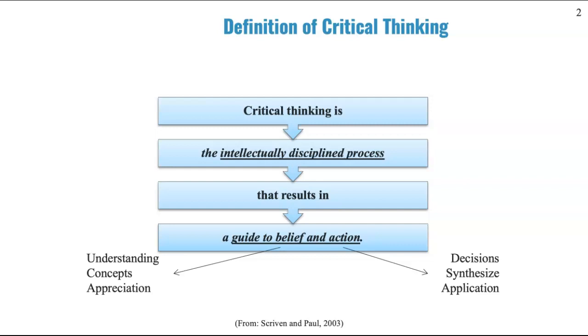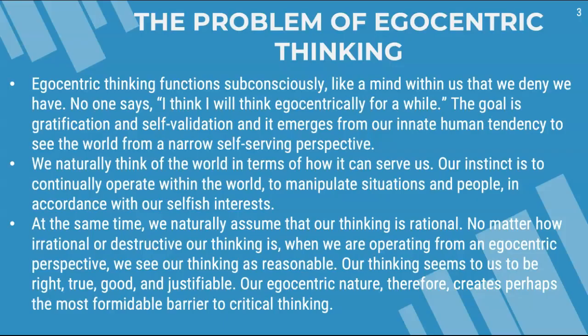I should say, we believe we all think critically, but often we don't. We're lumped into some other kinds of thinking, and we don't even notice we're doing it. So let's talk about those other kinds of thinking that are actually counterproductive to critical thinking. The first one is egocentric thinking. So egocentric thinking functions subconsciously, like a mind within us that we deny that we actually have. No one says, I think I will think egocentrically for a while. It's just something we do on autopilot.